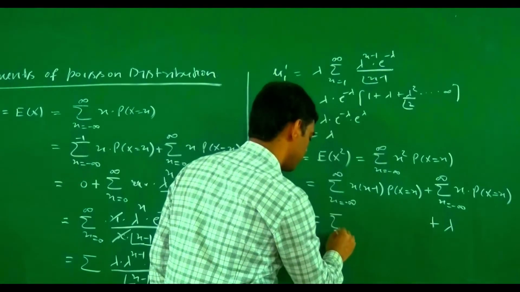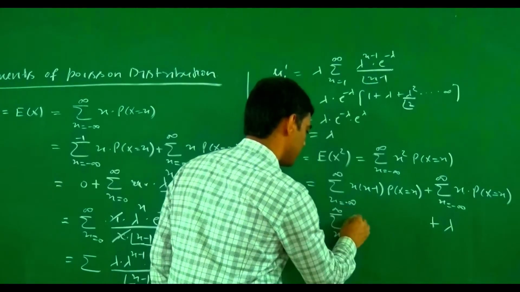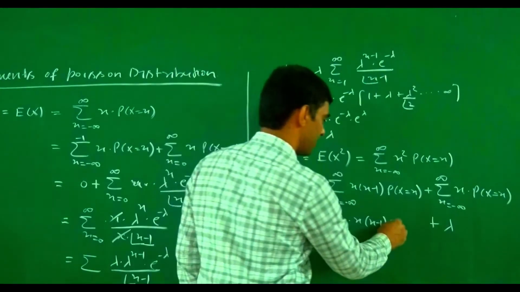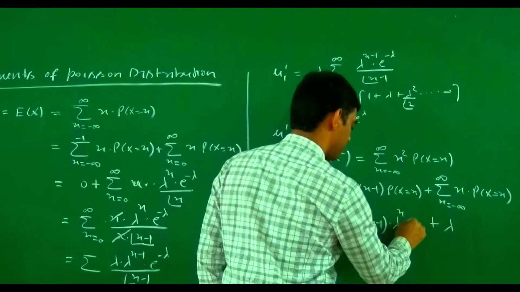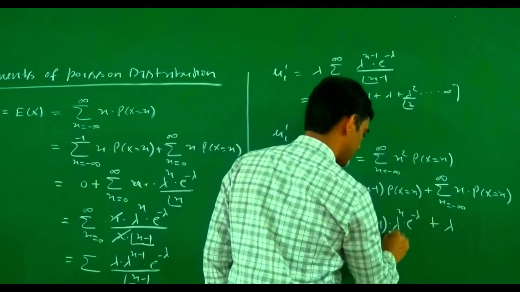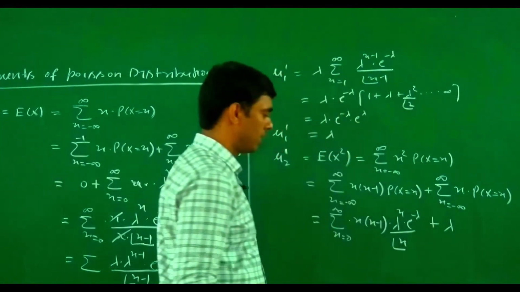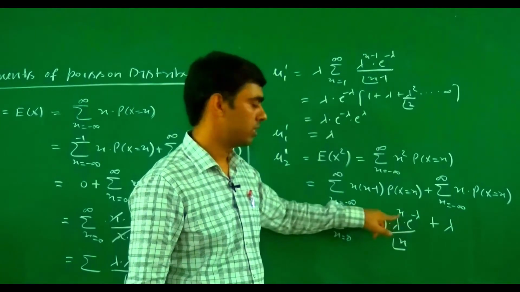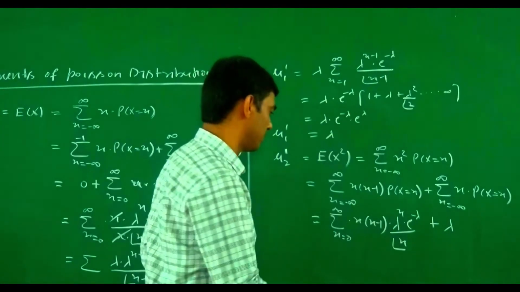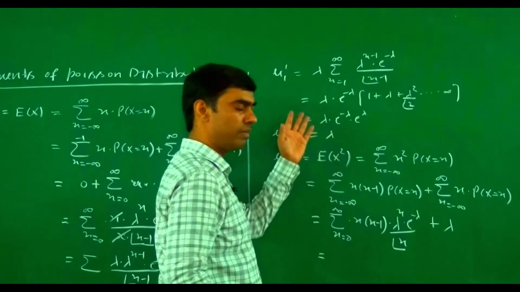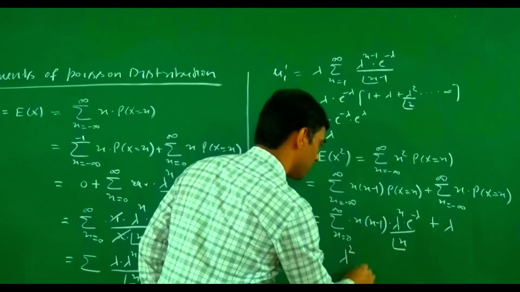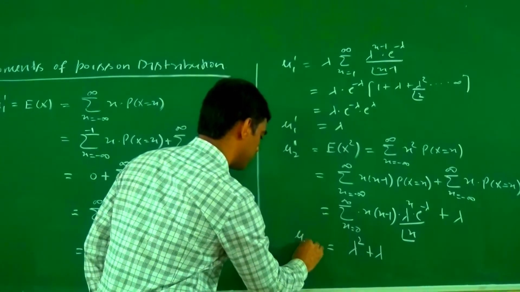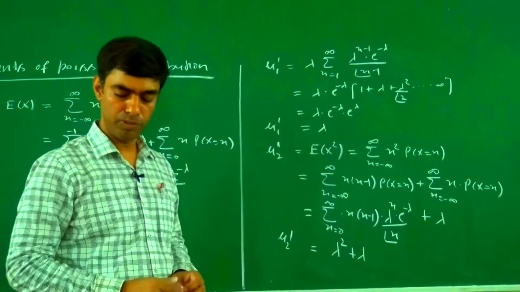So here summation x equals 0 to infinity, this can be written as x into x minus 1. And what is the probability of x equal x? This is lambda to power x e to power minus lambda divided by factorial x. Again we write factorial x equals what? X into x minus 1 into factorial x minus 2. Then x and x minus 1 cancel out. After simplification, this becomes lambda square plus lambda. This is the value for mu2 dash. In a similar manner we find the value for mu3 dash and mu4 dash.